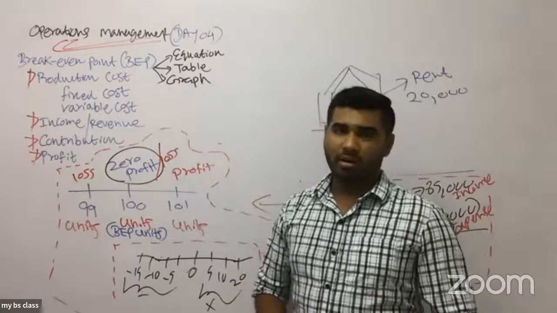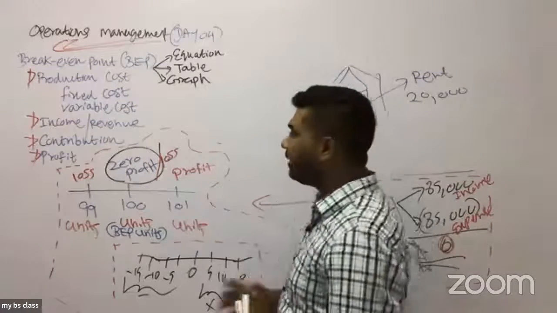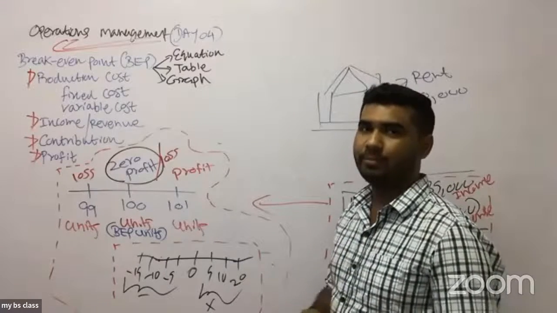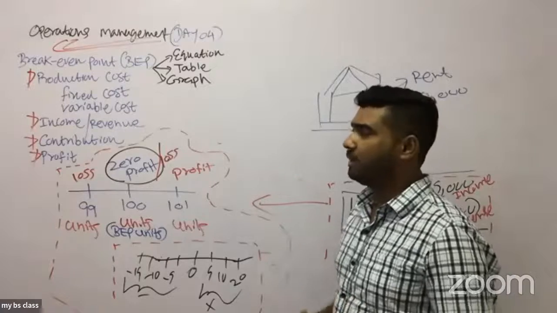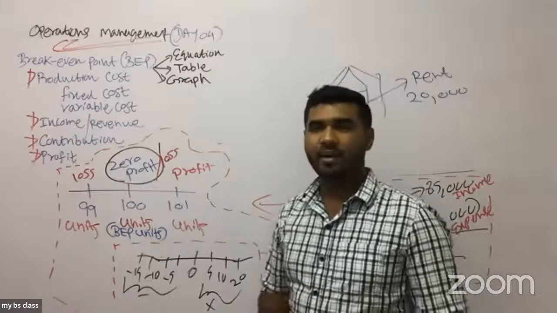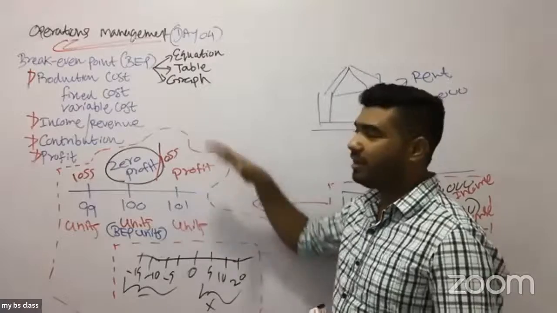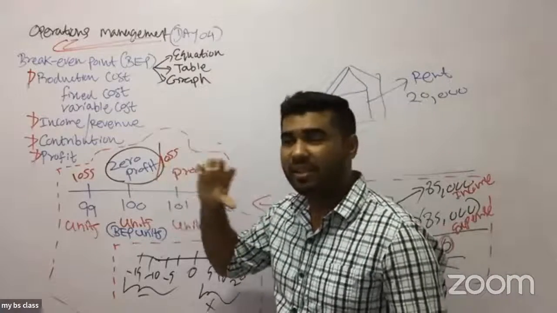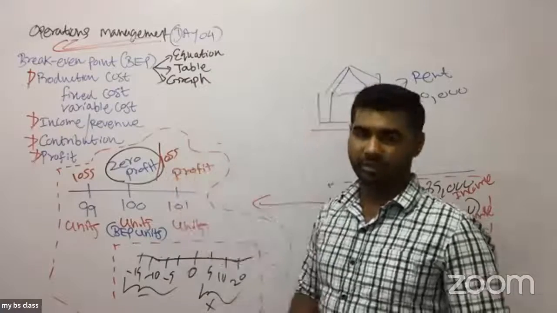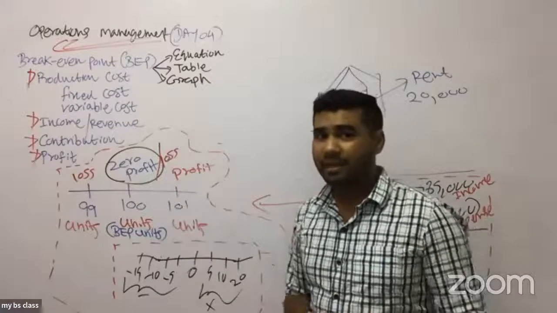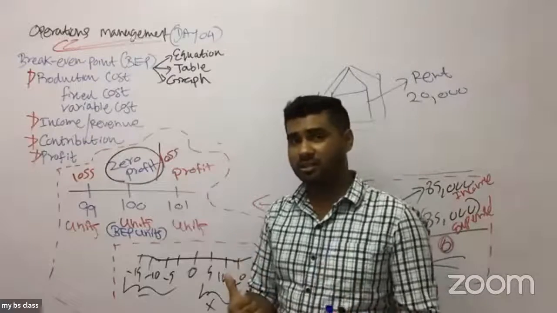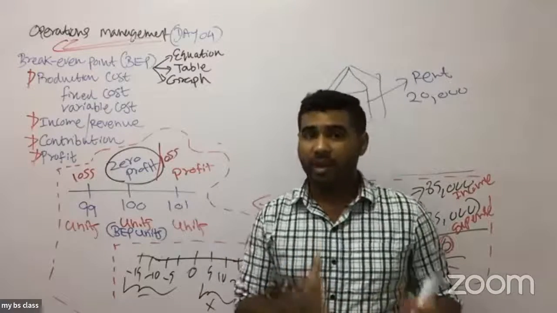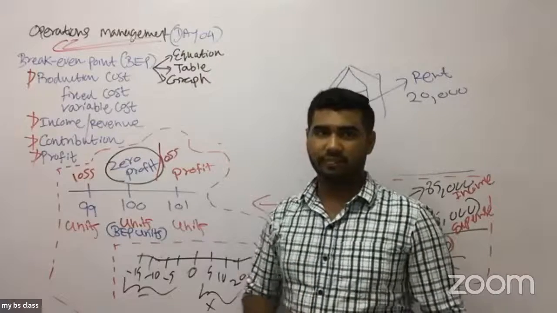But the variable cost is, let's say, something like the cost of these marker pens. Only if I conduct classes will I have to use these marker pens. So that we can take as a variable cost, where your cost increases with the number of units that you produce. So the total production cost is divided into two: variable cost and fixed cost.